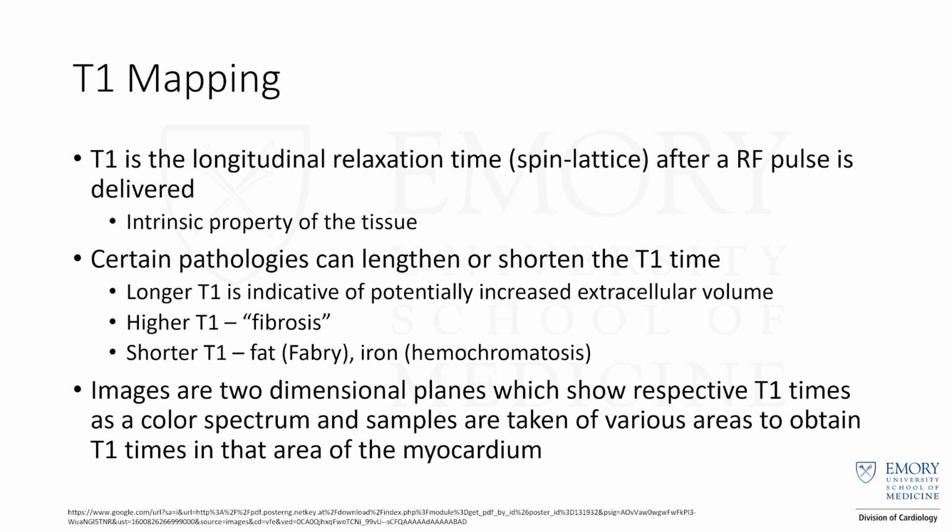Basically how it's done is the images are in a two-dimensional plane. We do certain slices through certain areas on every patient: a short axis, a long axis, a 2-chamber and a 4-chamber, to show the respective T1 times. They're shown on our software as a color spectrum, where samples are taken at different areas, and higher T1 times are represented by a different color versus lower. So you can see the overall map, and then you take samples at areas of interest that will tell you what the T1 time is in that area.